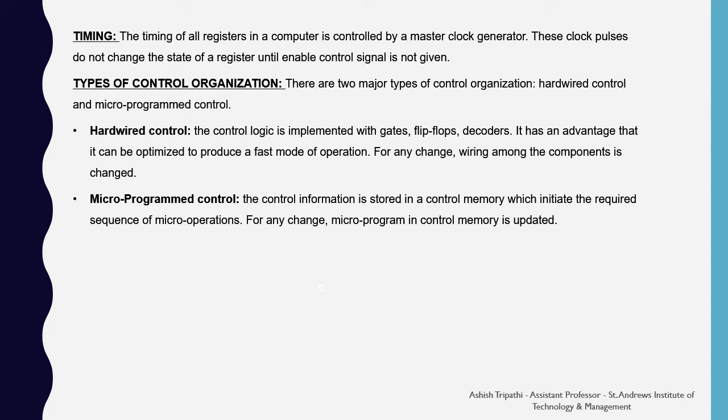In the microprogram control, the control information is stored in a control memory which initiates the required sequence of micro operations. For any change, the microprogram in the control memory is updated. So in the microprogram control, as we have seen in the latest computers, all the instructions are given in the form of a program to the computer, and if you want to change the instruction, then only the program is going to change. No change is in the hardware. So this is easy to implement.